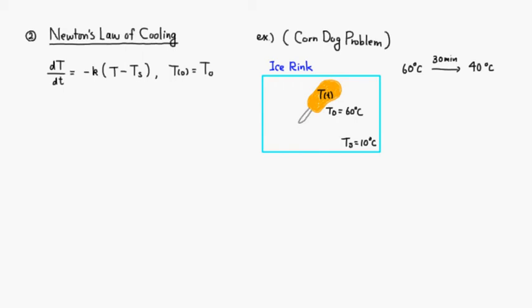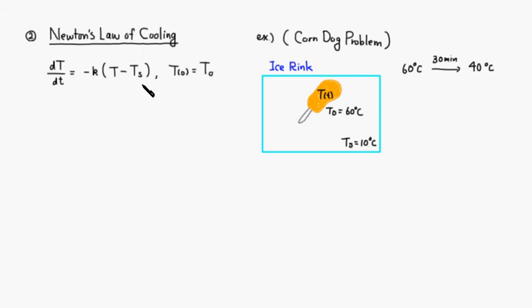Okay, let's look at Newton's law of cooling. The differential equation is dT/dt = -k(T - T_s), where T_s is just the temperature of the surroundings, which is kept constant. The initial condition is T(0) = T0.